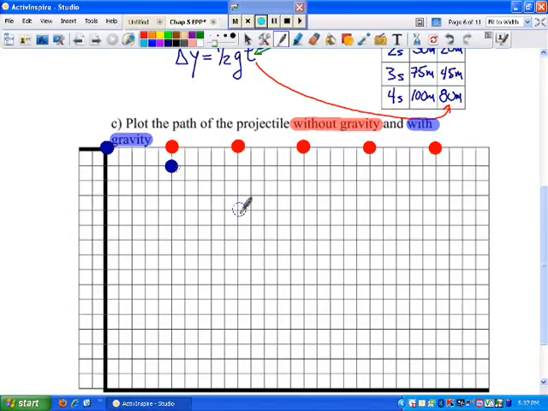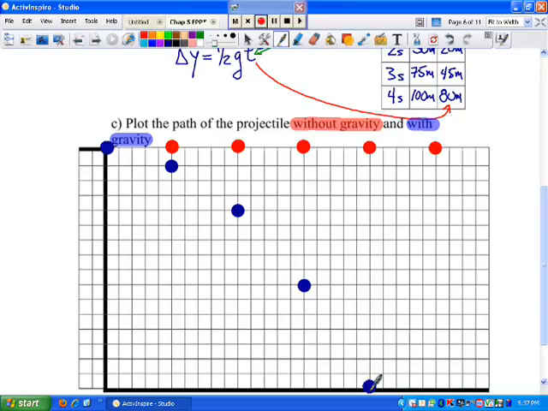After 2 seconds, it's out a total of 50 from the cliff and down 20 meters. After 3 seconds, it has gone out a distance of 75 meters and down a total of 45 meters. And then after 4 seconds, it's out a horizontal distance of 100 meters and down a distance of 80 meters.